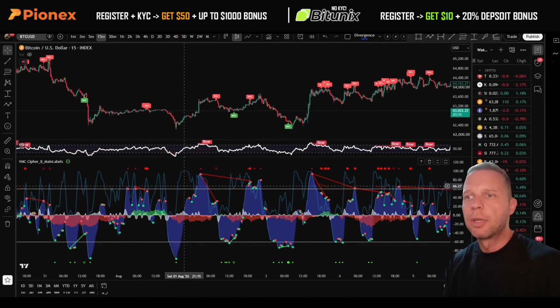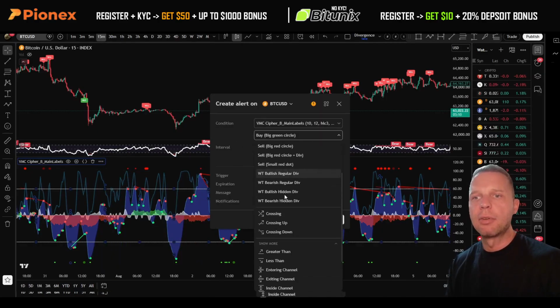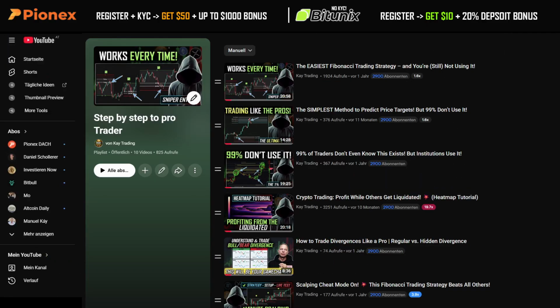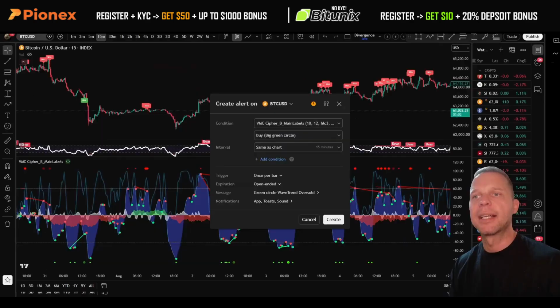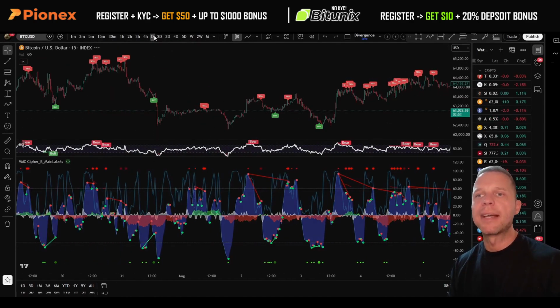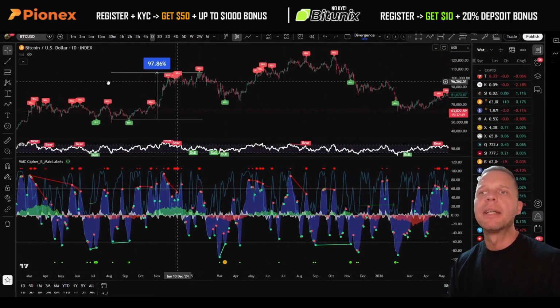So how do I add the alerts for the Cipher B? It's very simple. You go to add alerts here and then you have them here, which you normally don't have with the Cipher B. You have bullish regular and bearish regular divergence, but also the hidden ones. I'm not even going to talk about the hidden ones now, right? You are welcome to watch my video here, Divergence trading simply explained, where I go into that in detail, but I'm really concerned with the normal divergence, which are the regular divergences that are displayed here in the chart.